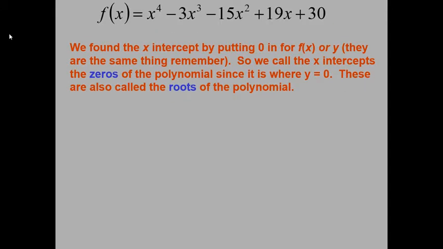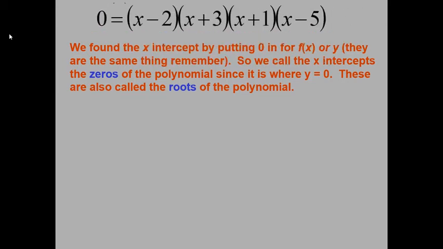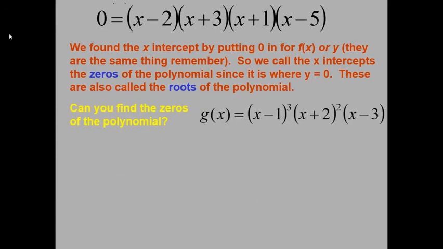We found the x-intercept by putting 0 in for the f of x or y. They are the same thing, remember. So we call the x-intercepts the zeros of the polynomial since that is where y equals 0. These are also called the roots of the polynomial. Okay, can you find the zeros of this polynomial?